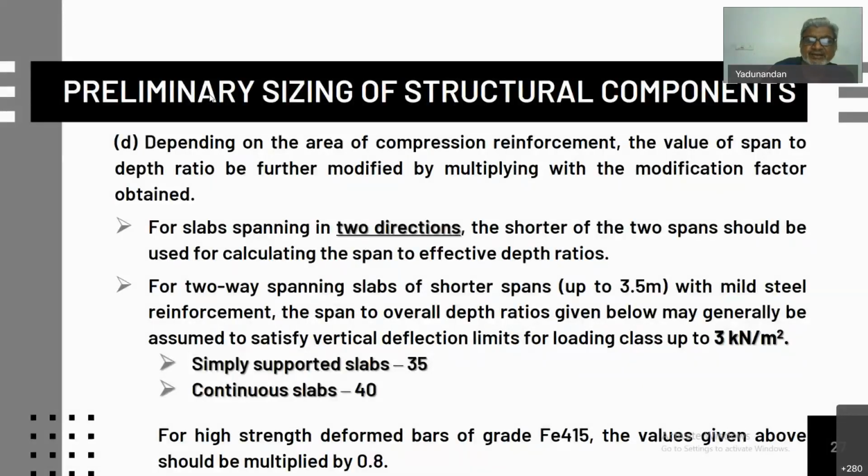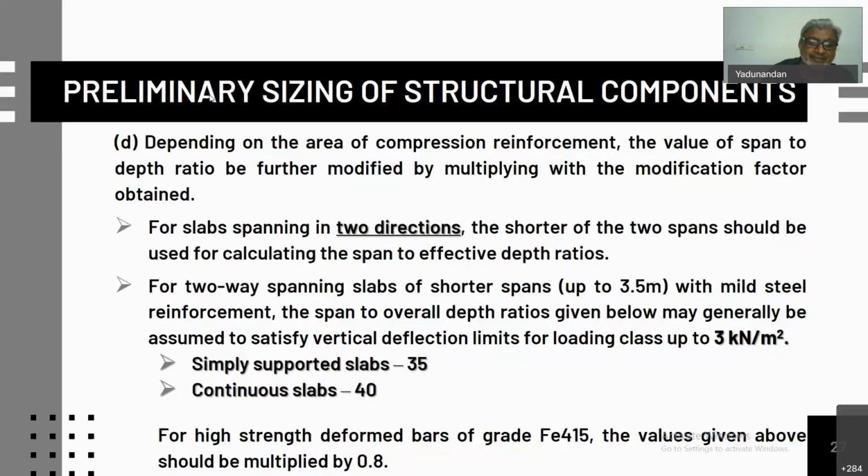For a slab spanning in two directions, the shorter of the two spans should be used for calculating the span to effective depth ratio. But in the Indian Standard Code, it is given for a slab span of up to 3.5 meters instead of 10 meters, and with mild steel reinforcement. And the ratio given is the span to overall depth ratio. And this is assumed to satisfy vertical deflection limits for a loading class of 3 kilonewton. There are so many limitations there.